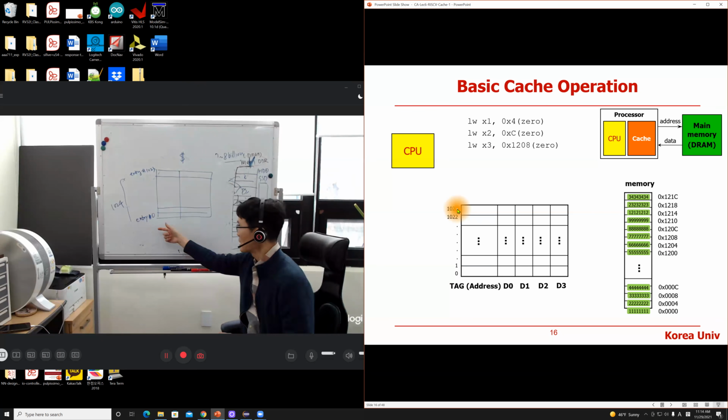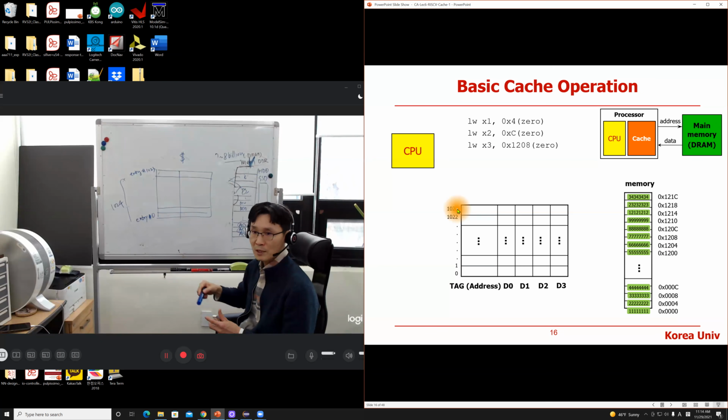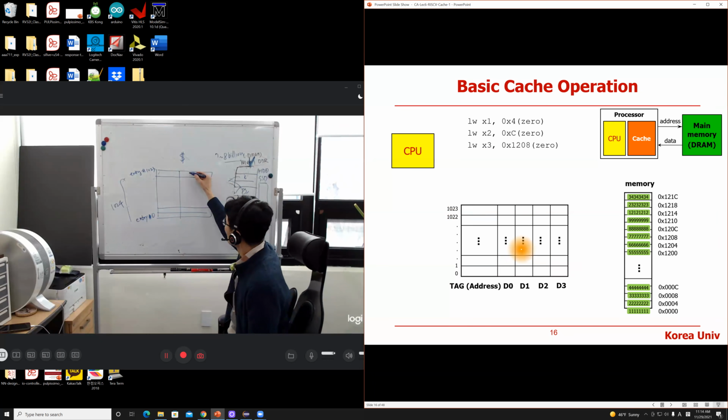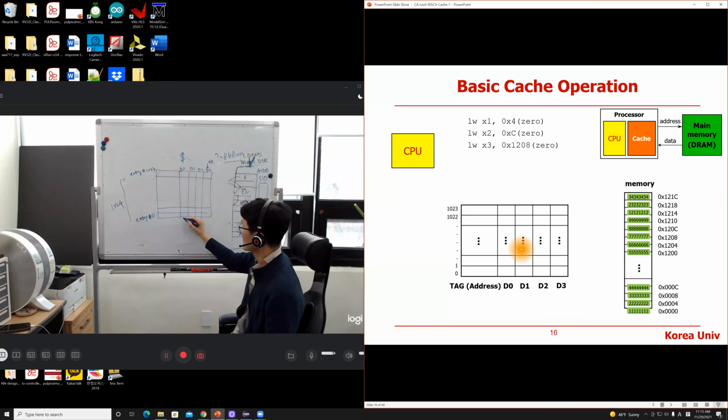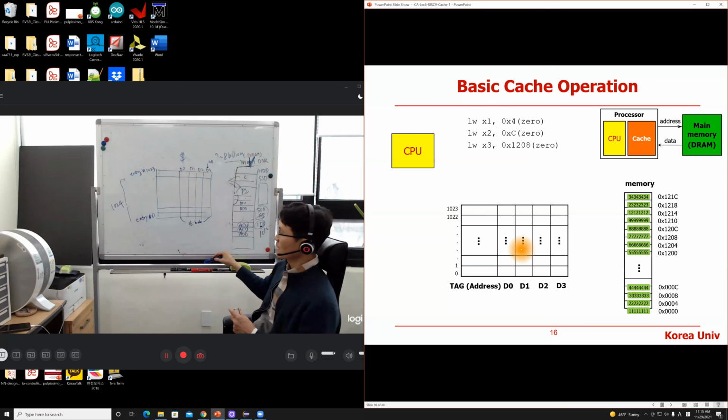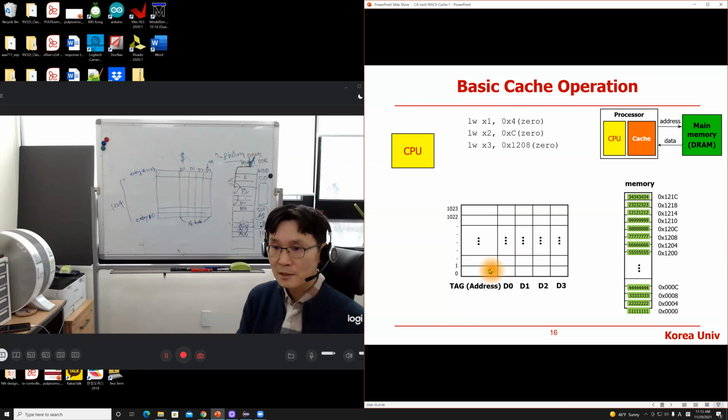Each entry is able to hold how big data? 4 words. Okay. So D0, D1, D2, D3. Each one 4 byte. 4 words, right? Each one is 4 byte, 4 byte, 4 byte, 4 byte. So 16 byte, right? 16 byte.